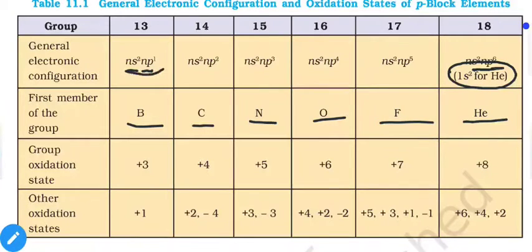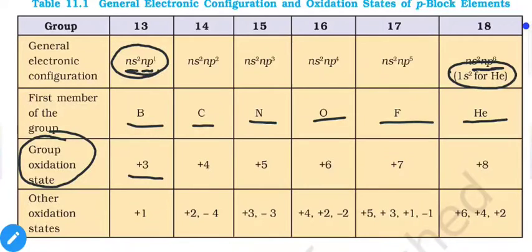So if we have a total of 3 electrons, 2 in s orbital and 1 in p, then the oxidation state will be plus 3. It is the group oxidation state. That means most of the elements can show this type of oxidation state in their stable state. But it does not mean all of them must show this oxidation state, because if an element is electronegative, then usually it does not show a positive oxidation state.